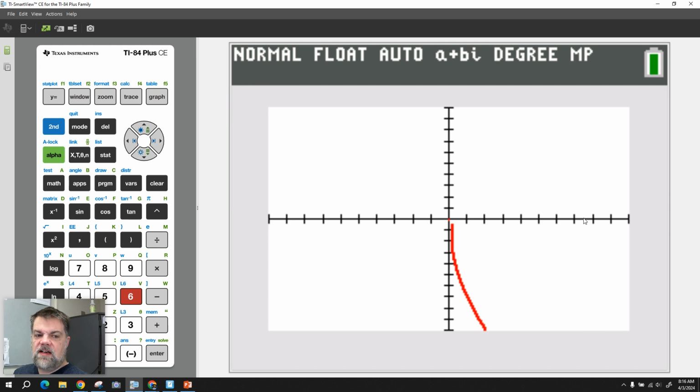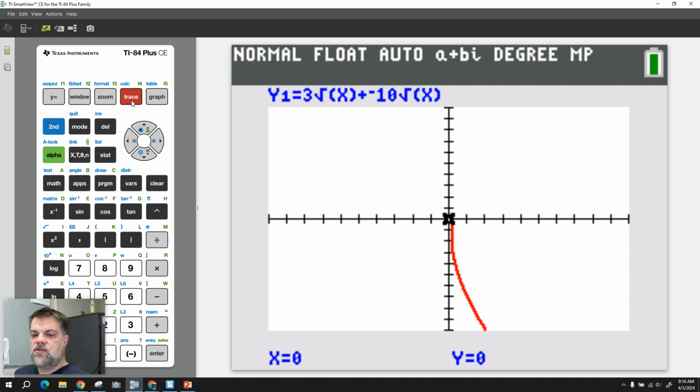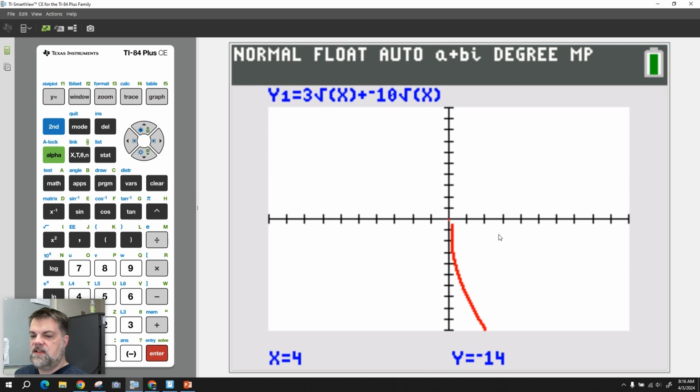So to make sure I did all my math right, what I could do is I could hit the trace button. And when I hit the trace button, if I enter in 4, when I hit enter, guess what? y equals -14. See how that works? For both functions. Any questions? I'm going to take a screenshot of that real quick.